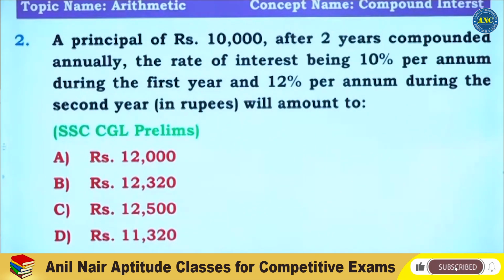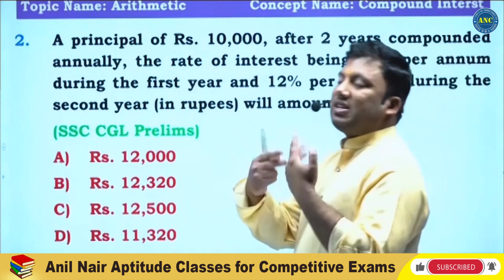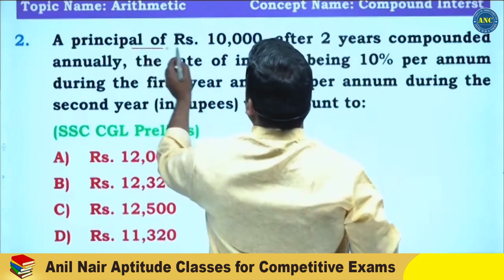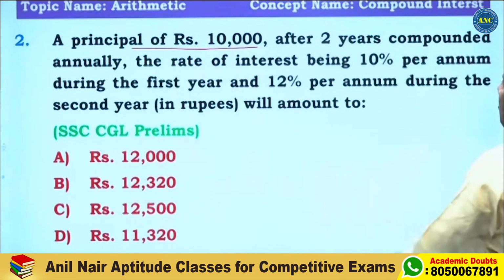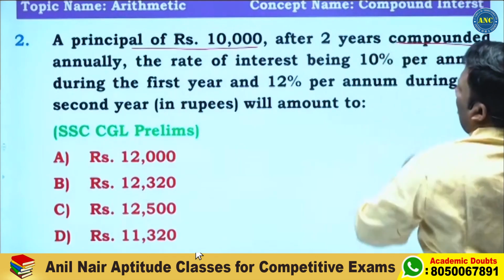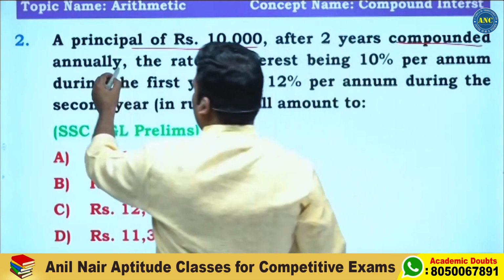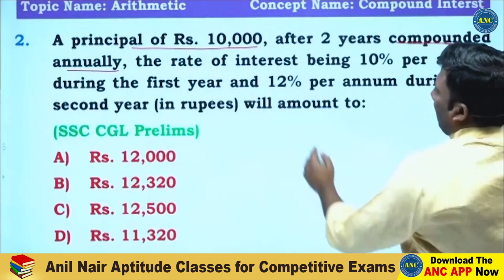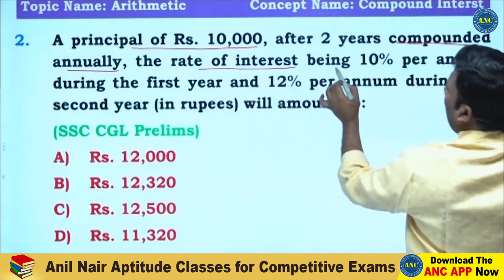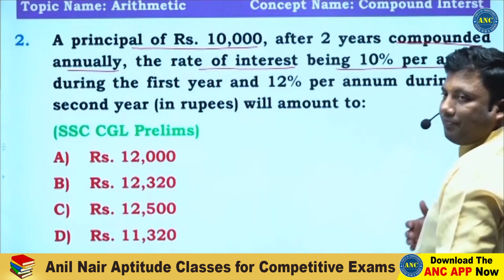Second one, now see here, a principal of rupees 10,000. Principal is the sum which I took. After 2 years, compounded annually. Question is on compound interest. This is also clear. The rate of interest being 10% per annum. Rate of interest is called percentage increase.